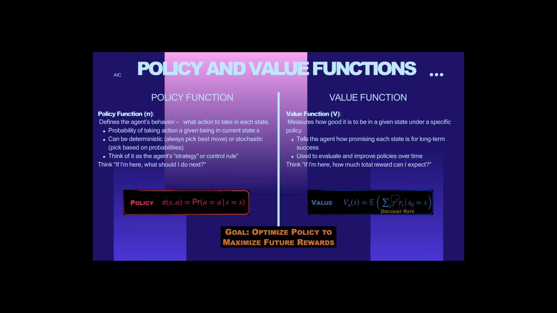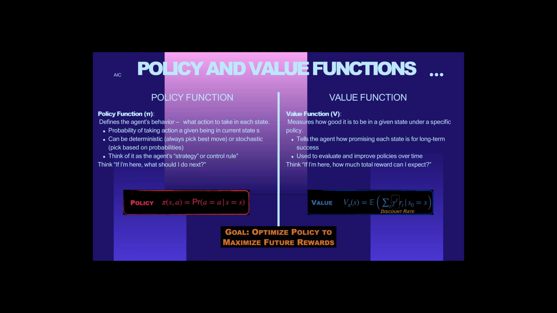Policy function, pi. This defines the agent's behavior, essentially what action to take in each state. It can be deterministic, meaning it always picks the best move, or stochastic, meaning it picks based on probabilities. Think of it as the agent's strategy. Value function, V. This tells the agent how promising each state is for long-term success. It answers the question, if I'm here, how much total reward can I expect?